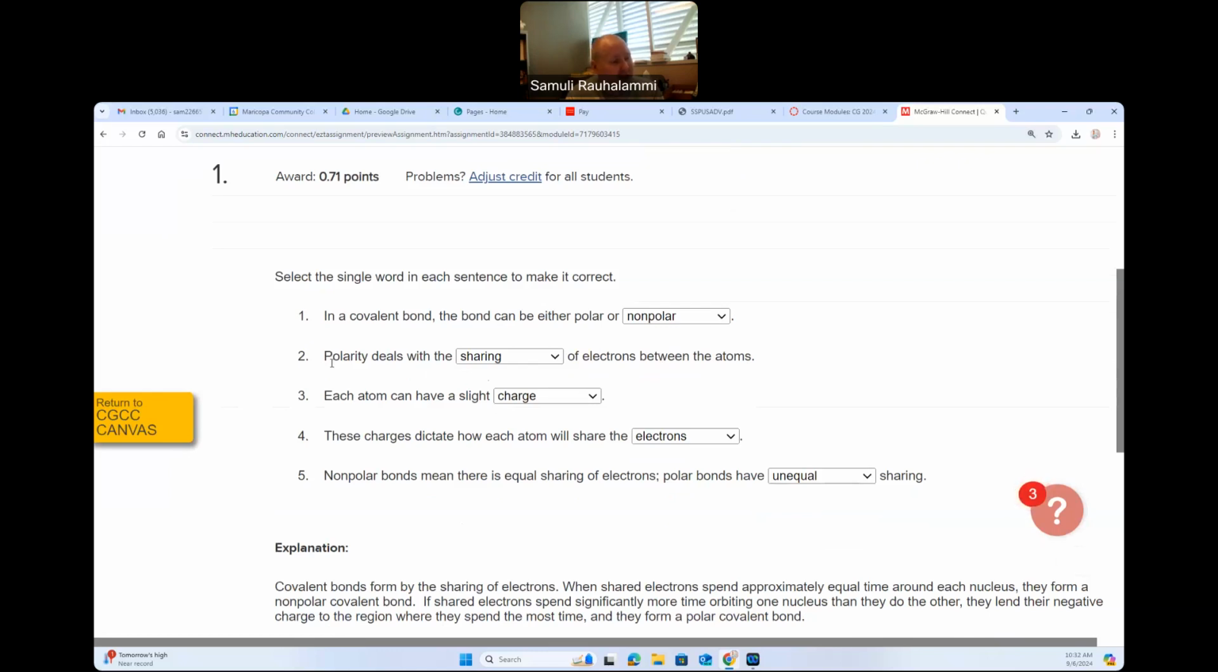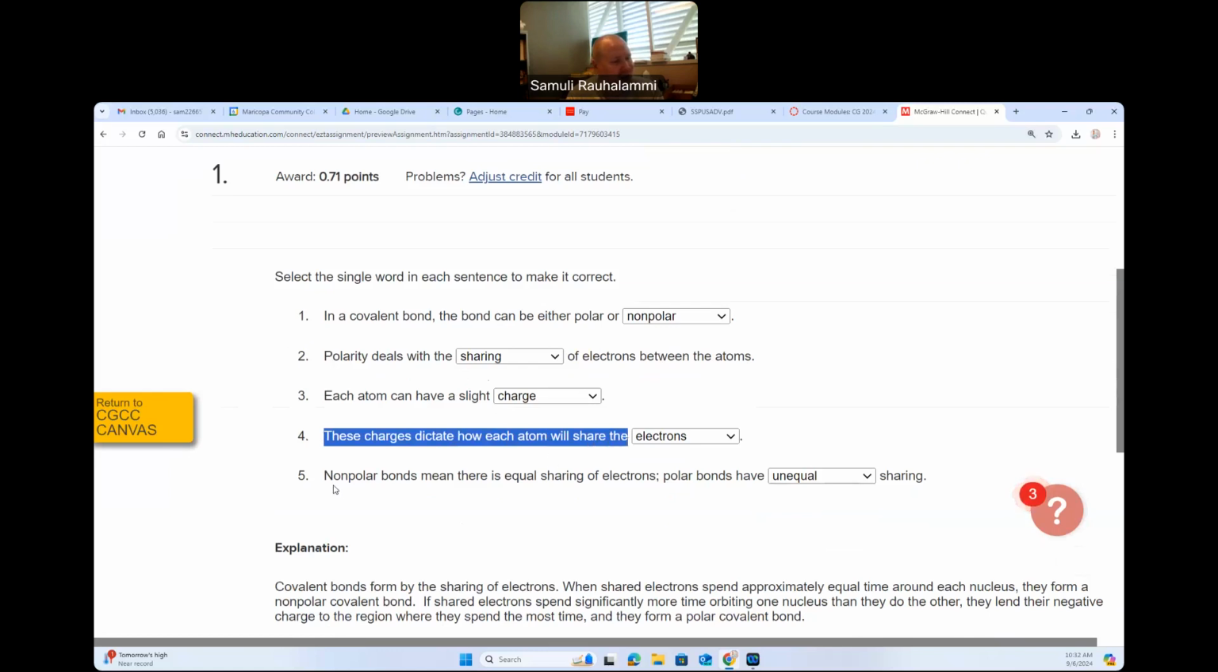Question 3, each atom can have a slight what? And what we saw on the review of the chemistry, we saw that each atom could have a slight charge that they were dealing with. Next question, question 4, kind of expands on that.